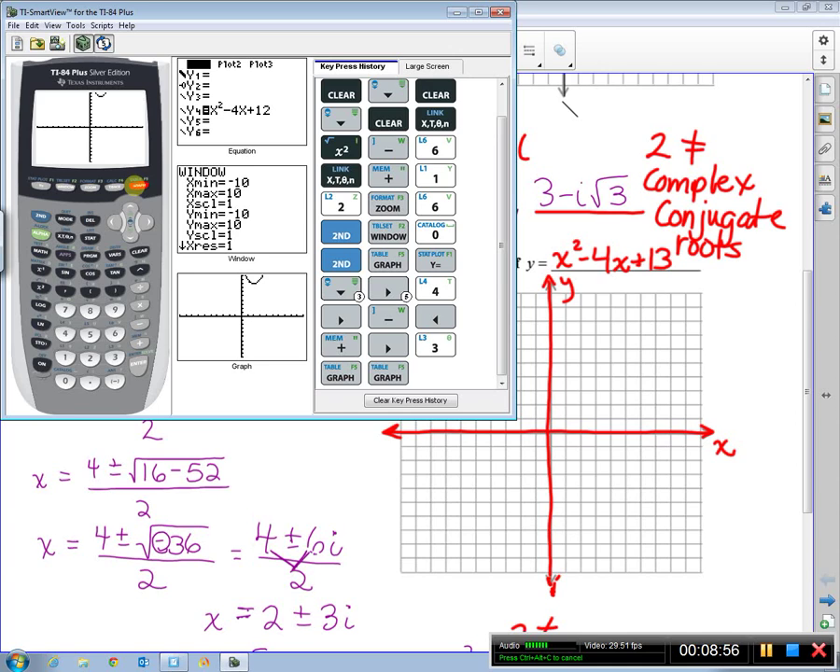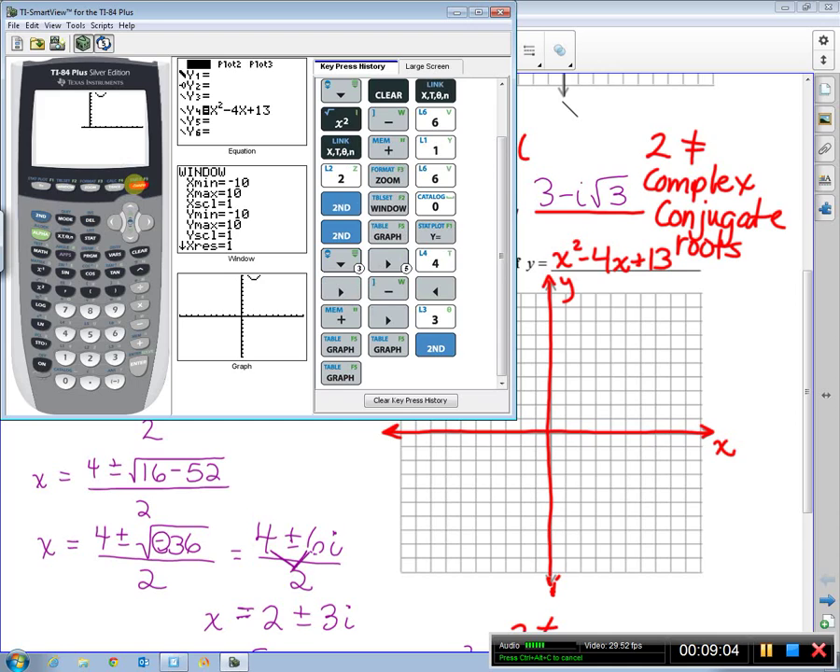And there we go, it's way up there. Matter of fact, if I wanted to see more of it, I would increase my y max. I'm going to take a look at the table. Let's see. I can tell that the turning point looks like it's at (2, 9).